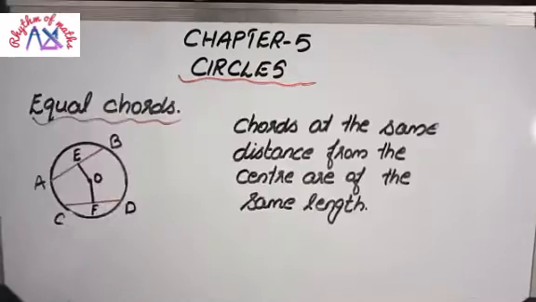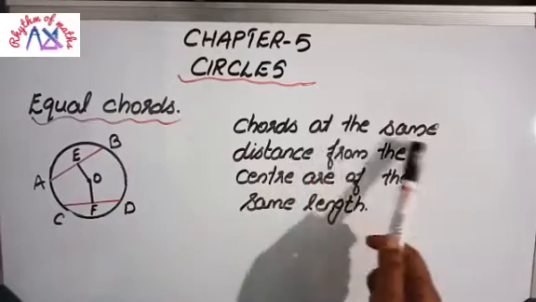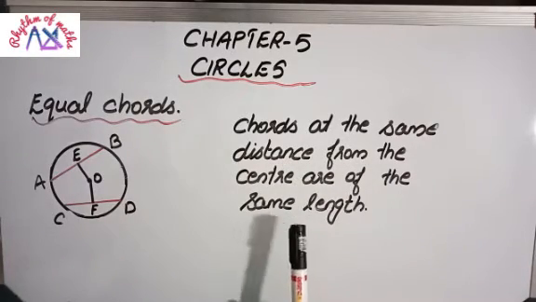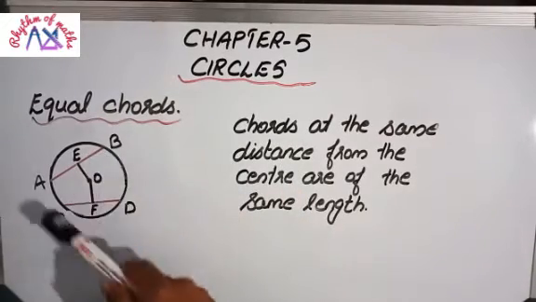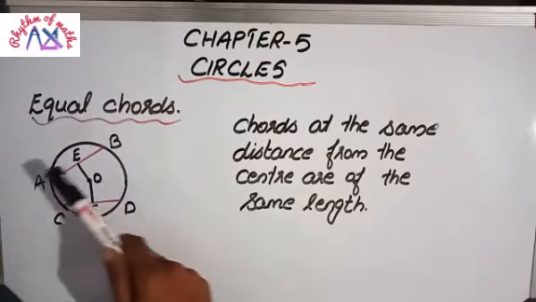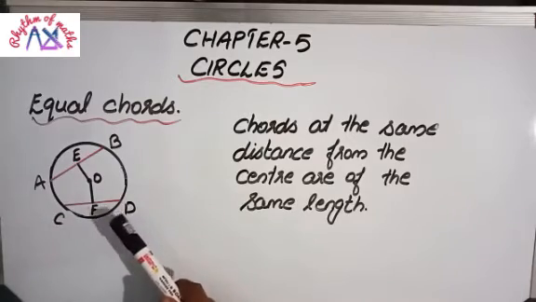Our next subheading is equal chords. Equal chords means chords at the same distance from the center are of the same length. This is a concept you have to learn in this section. Check the figure. Here O is the center of the circle. We have two chords AB and CD.